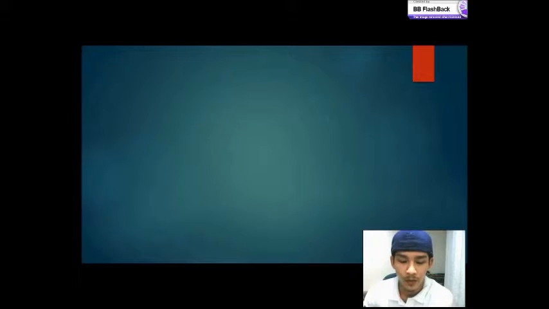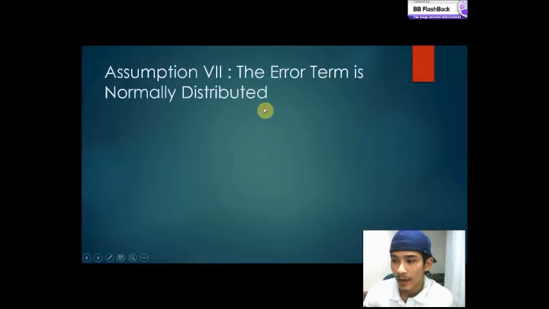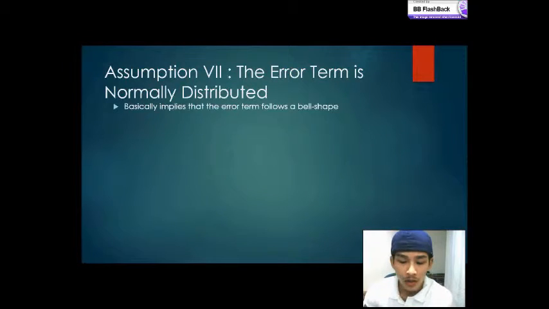Okay, so today I am going to explain assumption 7. The error term is normally distributed. Basically, assumption 7 implies that the error terms follow a bell shape.